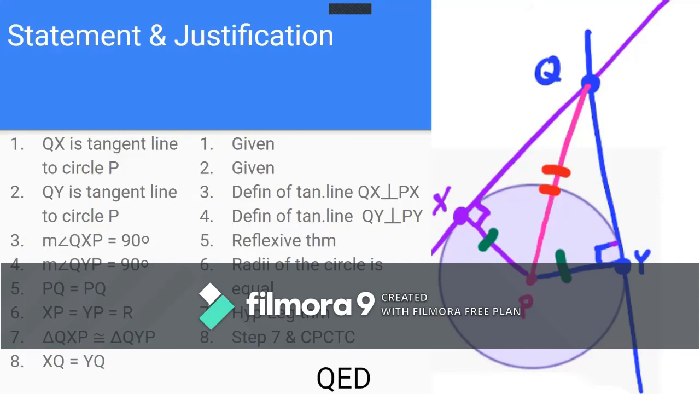Then for step seven, triangle QXP compared to triangle QYP, because of the hypotenuse leg theorem. They are both right triangles, and we have an equal hypotenuse and an equal leg, so the theorem proves it. Step eight is also based on step seven and the corresponding triangles. Since they are congruent triangles, those two sides are equal to each other, thus our theorem is correct.